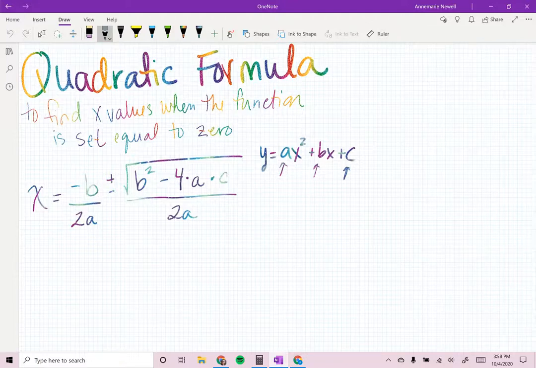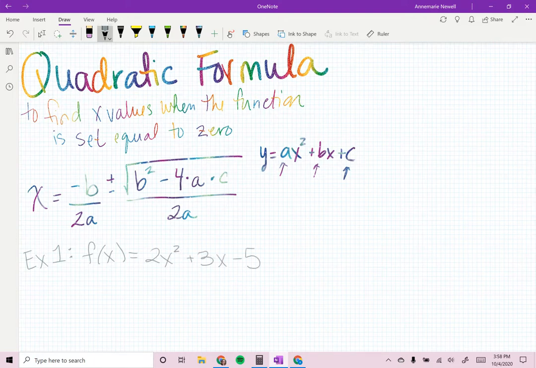Alrighty guys, so we're going to do an example, okay? We're going to use our quadratic formula. We're going to use our a, b, and c written in standard form. So here is our example number 1. I'm going to give you the function f of x is equal to 2x squared plus 3x minus 5.